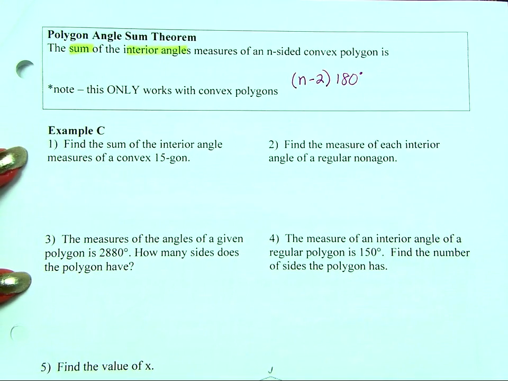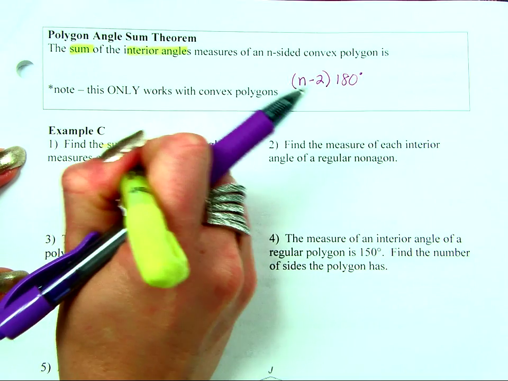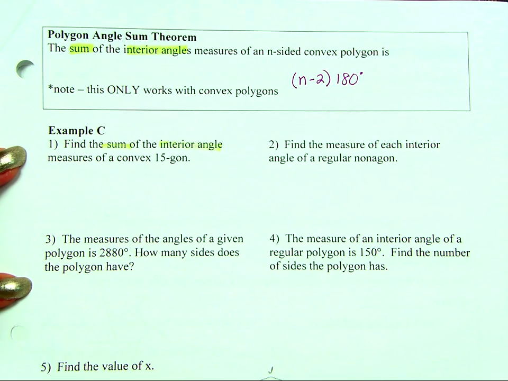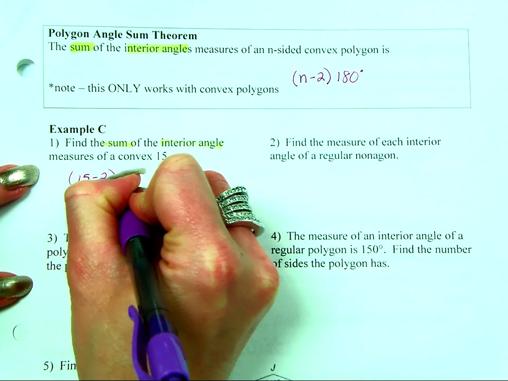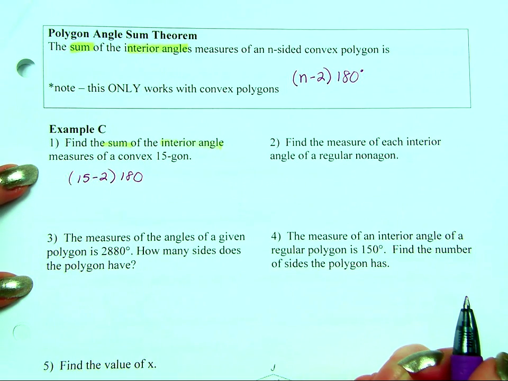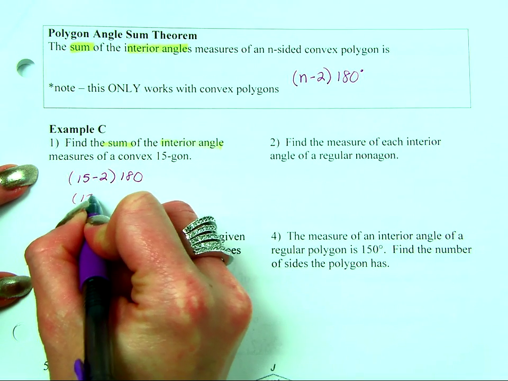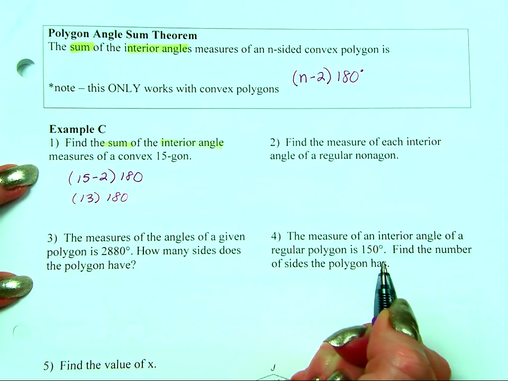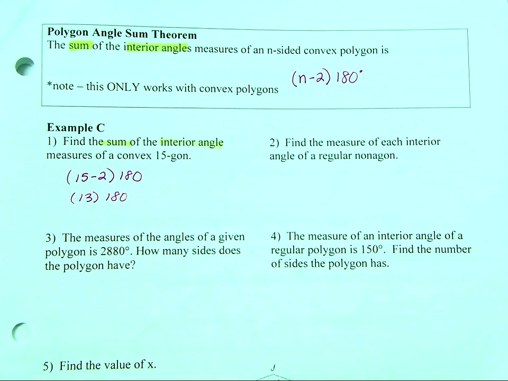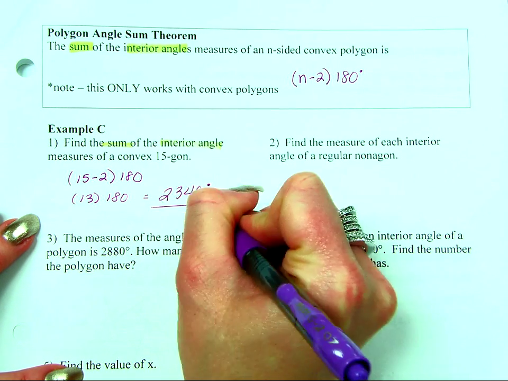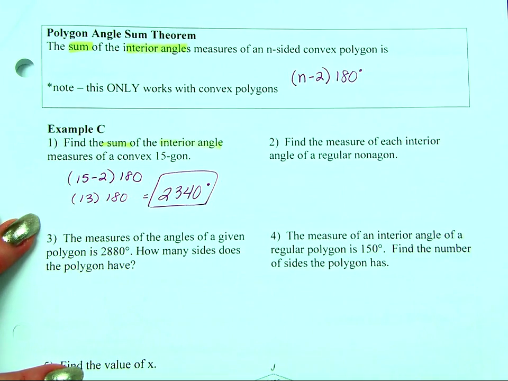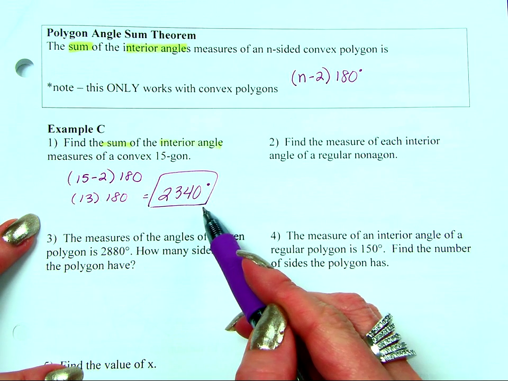As I look down below, when they want me to find the sum of the interior angles of my convex 15-gon, well, 15-gon means 15 sides. If I have to find the sum of those angles, I can set it up as so. 15 sides means I really have 13 triangles that I could split that into, and 13 times 180 degrees is going to equal 2,340 degrees total. So if I add all 15 of my angles, that is what it would have to equal.